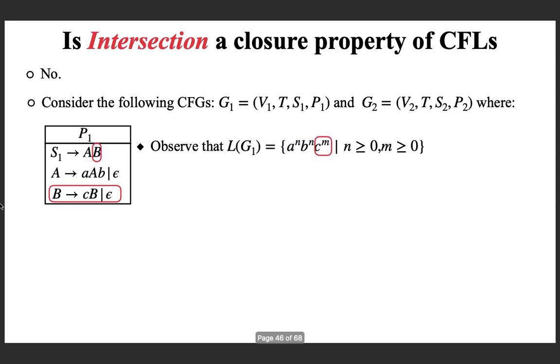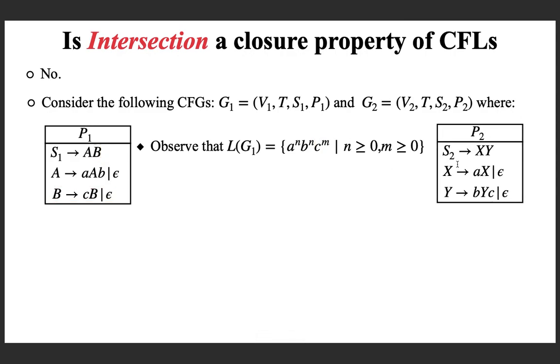And what is the second symbol? It is capital B. From capital B you can derive 0 or more c's, and so it is easy to see that. Now look at the productions of the second grammar, which is again a context free grammar, and you can prove that the language is a to the power m, b to the power n, c to the power n. The number of b's and c's are same.